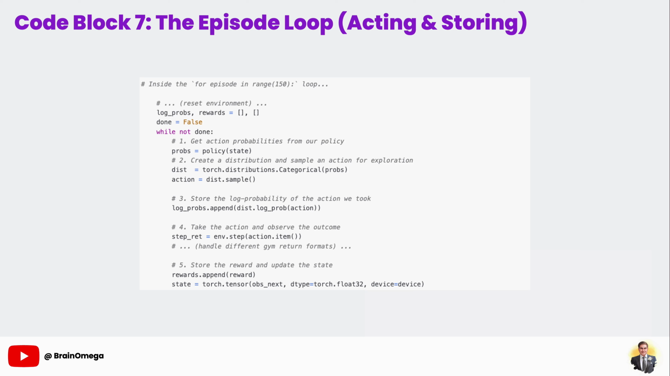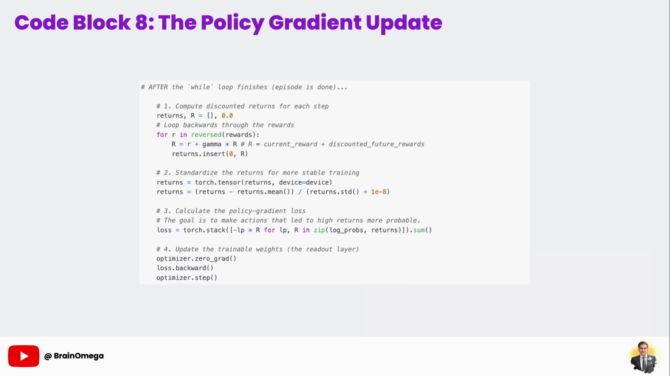We're essentially just collecting data during this phase, a history of actions taken, their log probabilities, and the rewards received. Once the episode is over, it's time for our agent to learn. We use a classic policy gradient algorithm called REINFORCE. The first thing we need to do is figure out how good each step of the episode actually was.